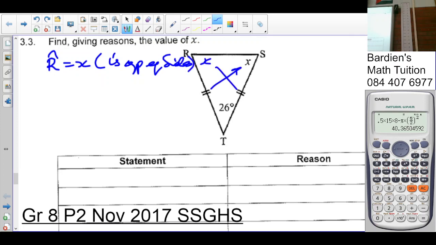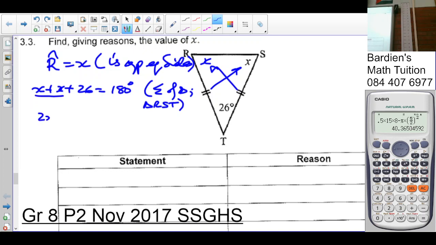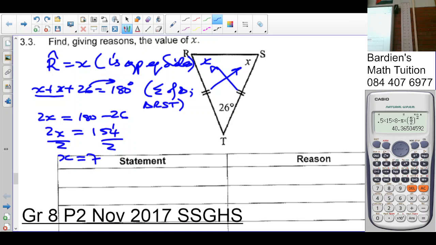Not so? Now we can say that x plus x plus 26 equals 180. Why? Sum of angles in a triangle. So that is 2x, not so, equals 180 minus 26, which is 154. And then divide by 2. So x is equal to 70.